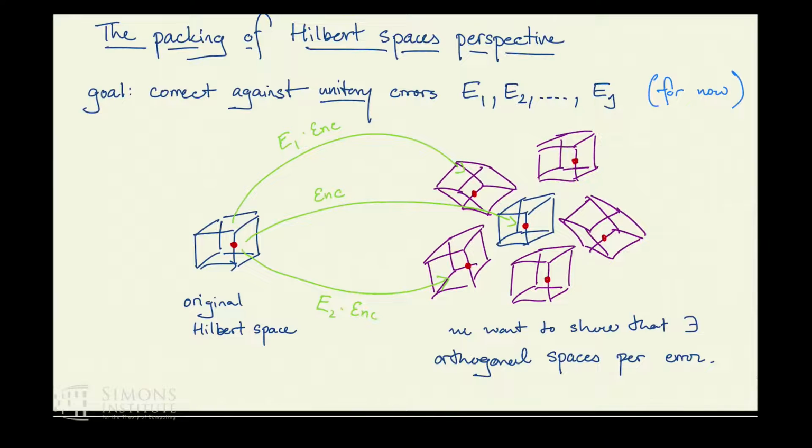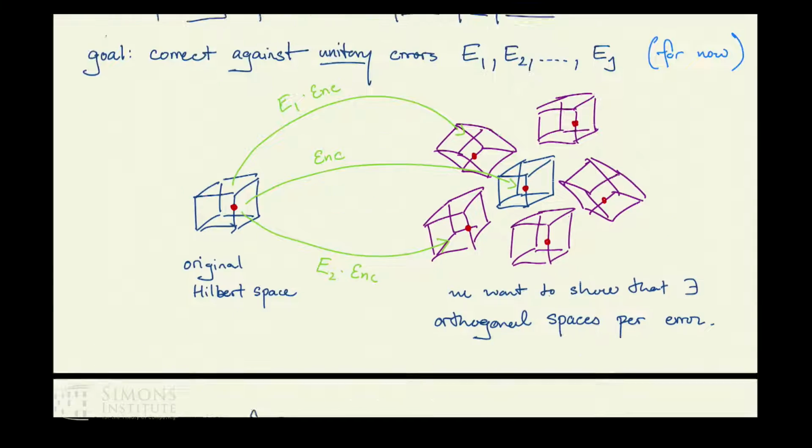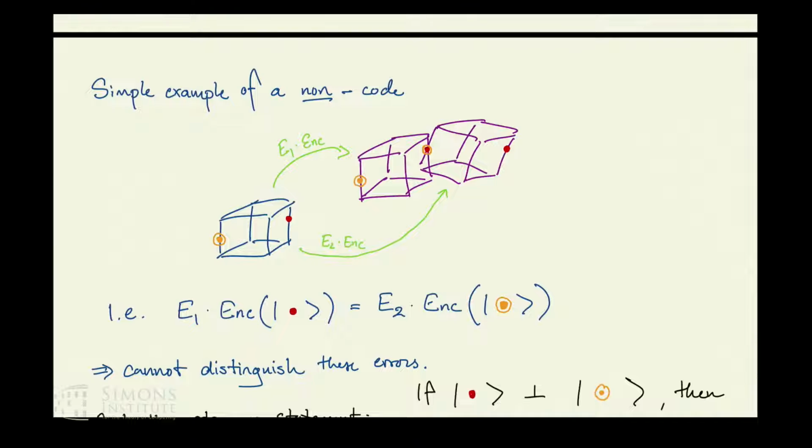All right, so here's where we're going to get to, hopefully. Let's start with a simple example of a non-code. This is very similar to the picture in Nielsen-Chuang, where some of the cubes overlap. Why would this overlap be a problem? Well, we have an isometry that maps the original blue cube under E1 times encoding over to this guy, and another isometry which takes me E2 encoding over here. Then you immediately have a problem, because both the orange vector and the red vector in the initial encoding are being mapped to the same point.